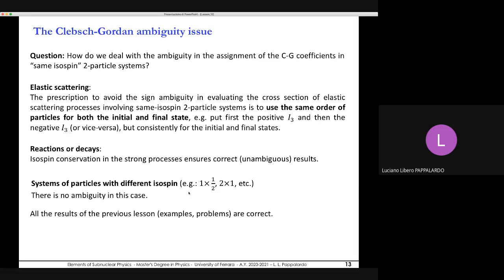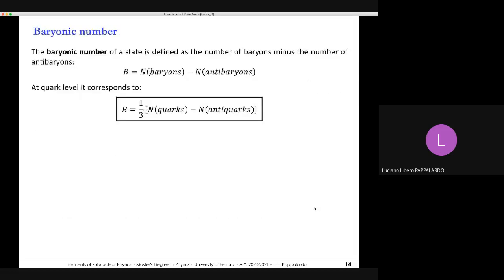All right. So apart from that, let's now move on to today's lesson. We already introduced the baryonic number for a state, and it is defined as the number of baryons minus the number of antibaryons. Okay, this is a definition that we already provided before. Of course, we can now be more specific, and we can give this definition at the quark level. At the quark level it is 1/3 times the number of quarks minus the number of antiquarks.